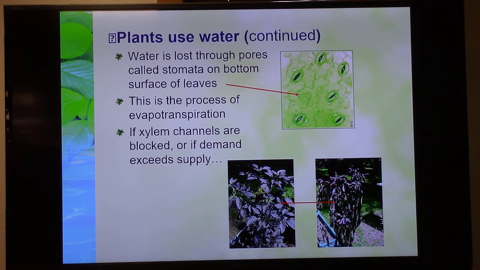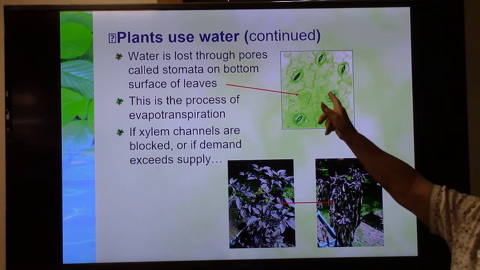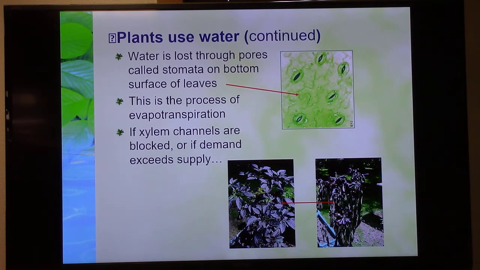If you look at the bottom of a leaf under the microscope, you can see these little portholes in the bottom side of the leaf where air can go in and out and water vapor can go in and out, and the name of that process is evapotranspiration. It's more than just evaporation. It's from the body of the plant. It's called evapotranspiration.